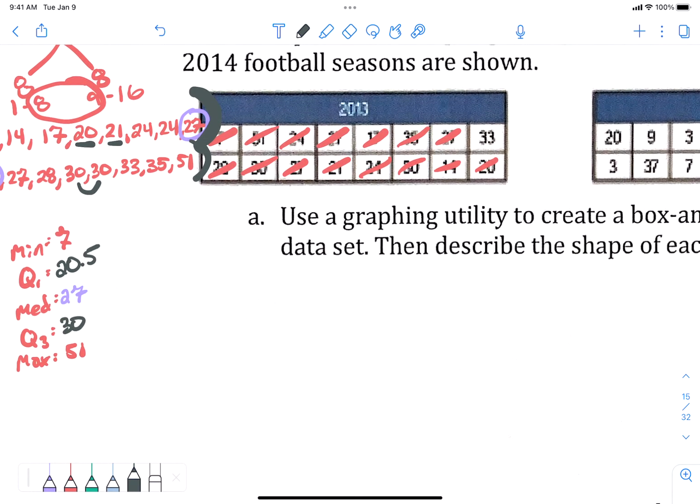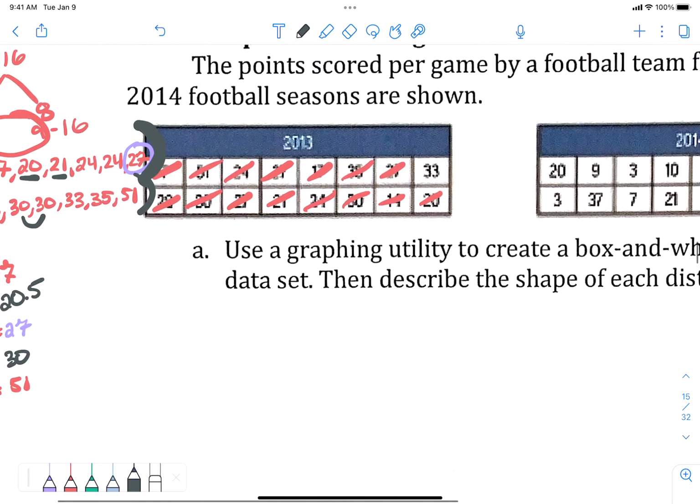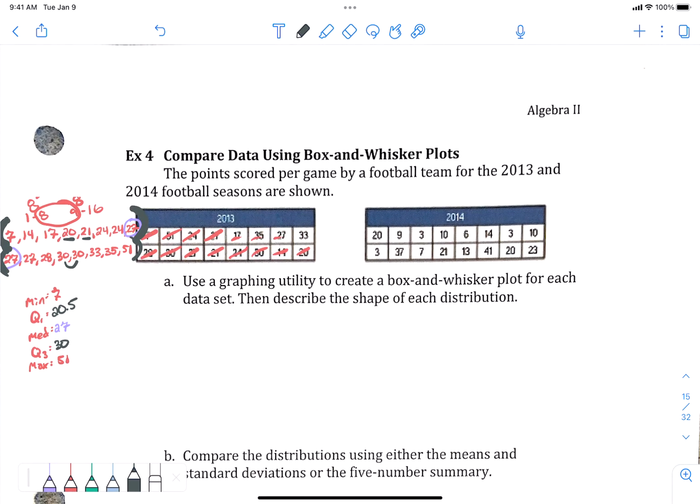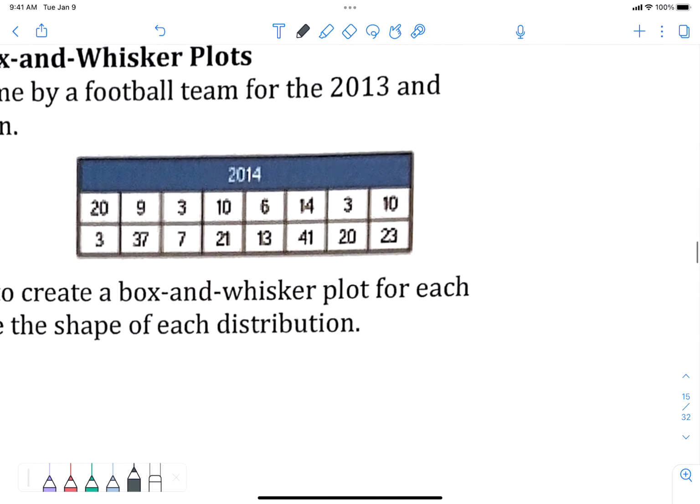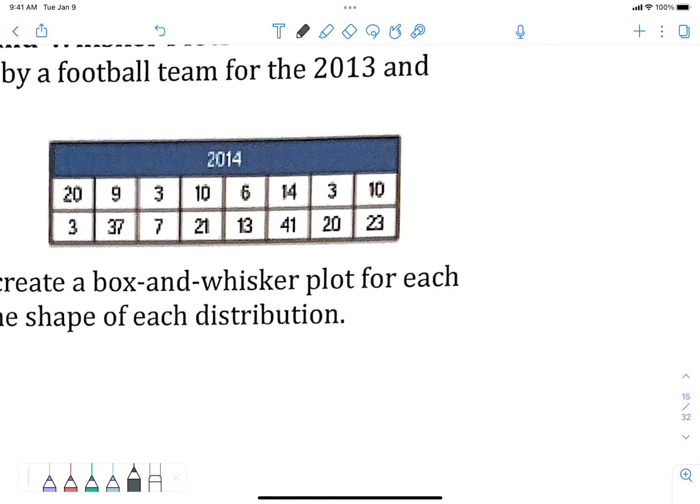Let's go over and do the 5-number summary on the next one. Before we create our box and whisker plot, we're going to do what's called a double box and whisker plot. I'll show you how this works in a second. All right, so 2014, let's put these guys in order. Holy cow. We got some 3s. I see a 3 and a 3 and a 3 and a 6. 3, 3, 3, 6. These are easier to put in order.